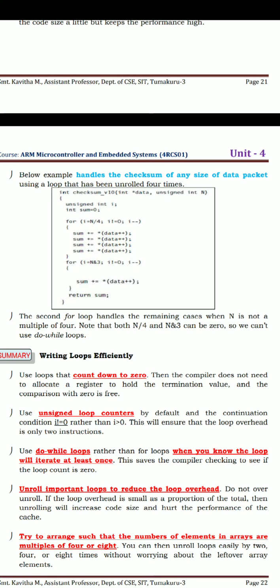So what you can observe here is that the second for loop is written to handle the remaining cases where n is not a multiple of 4. And one more thing to observe is that both n/4 and n&3 can become 0. That's why we are not using a do-while loop in this case. Instead, we have used a for loop.